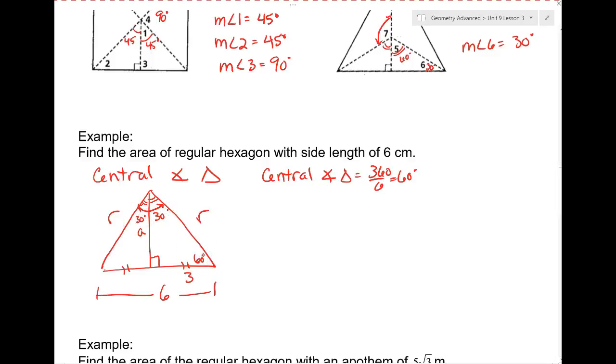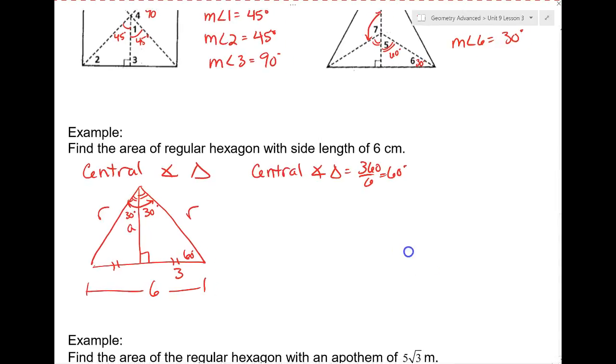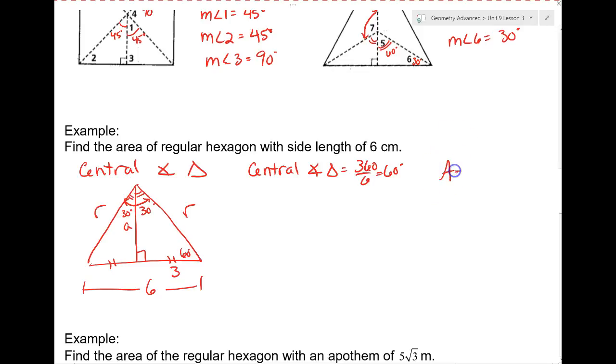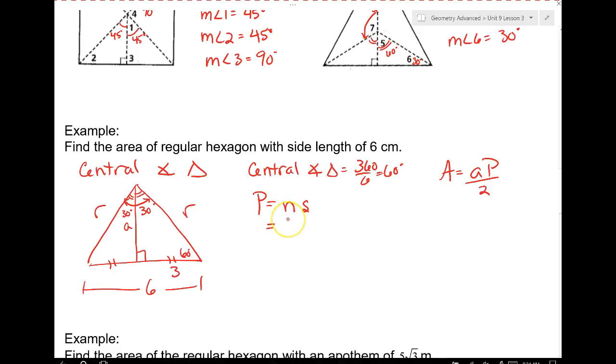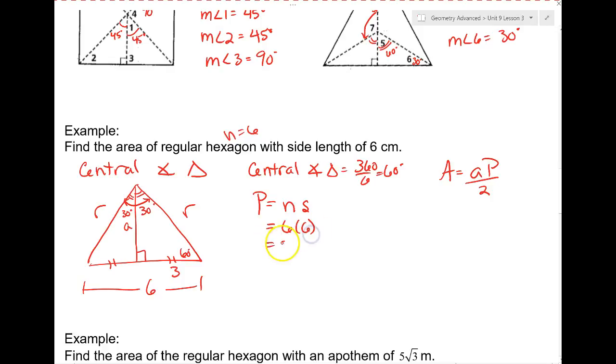All right. Now, before I go any further, let's think about what we're actually solving for a moment. I'm looking for the area of a regular hexagon. Well, my formula is apothem times perimeter over 2. Could I find either one of those right now, apothem or perimeter? Which one are you going to solve for first, guys? The perimeter? Okay. So my perimeter is n times the side length, right? Well, how many sides does a hexagon have? So I get 6 times 6. Well, isn't that 36?